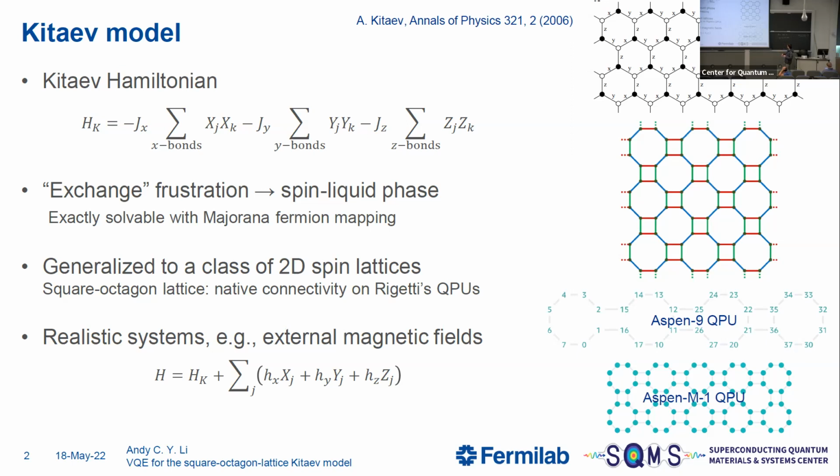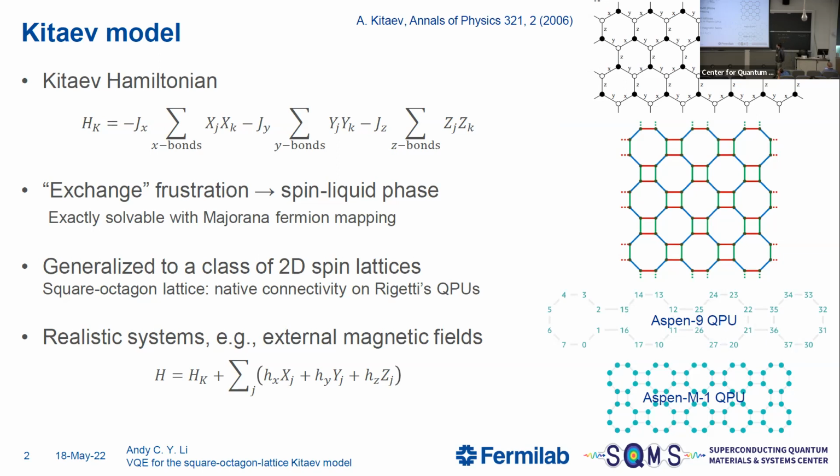In the middle here, we have the square-octagon lattice. If you compare this with the SP9 QPU or the more recent SP9M1 QPU, they actually have this square-octagon structure. If we consider an ansatz, we mainly have this connectivity, so it will be much easier to apply the square-octagon model on the Variational QPU.